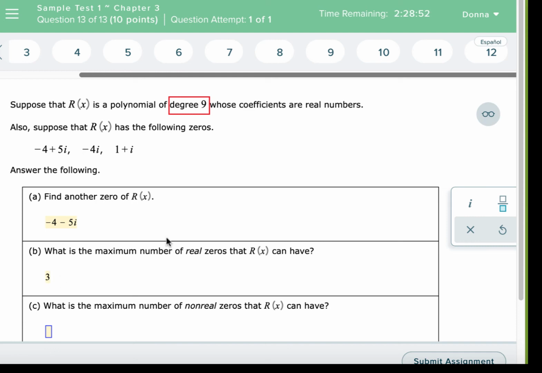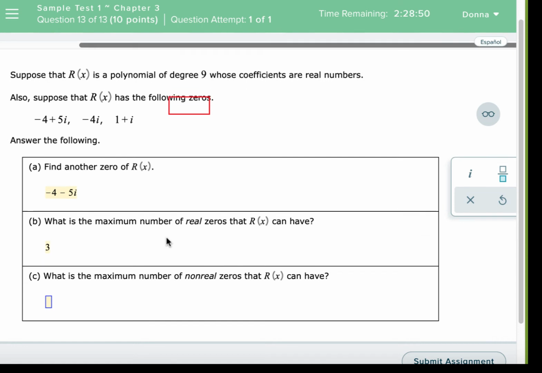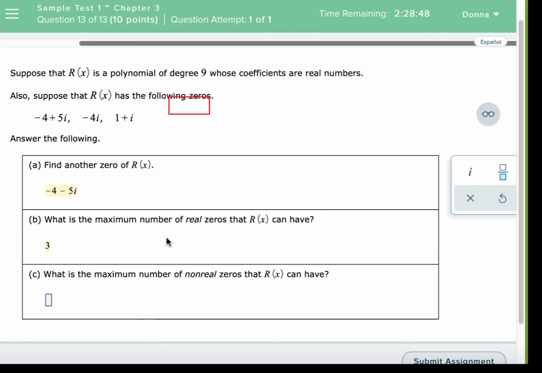All right. So let's go ahead and take a look at the next one. What's the maximum number of non-real zeros we can have? Well, we already have 9. So if you have 9 boxes, that means you're going to have 2, 4, 6, 8 rows and 1 left over. So that means the most that you could have is 8. The 6 that you have plus another pair would make 8. You can't do another pair because that would make 10, and we only have 9 possible roots.